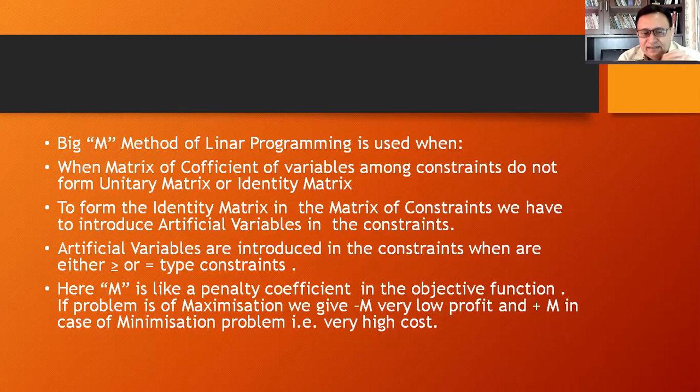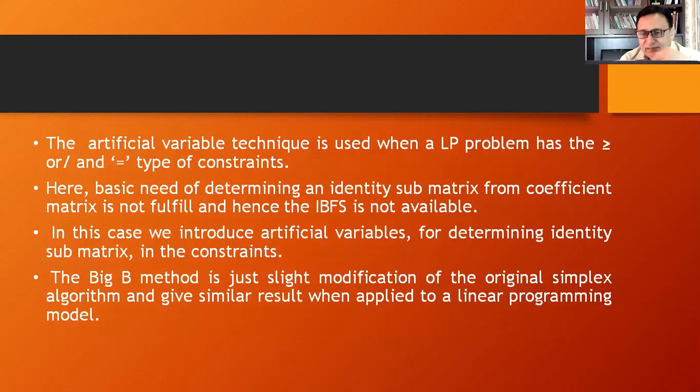So basically here M is like a penalty coefficient in the objective function. The artificial variable technique, as I have already told you, is used when the linear programming has greater than or equal to type of constraints. If all the constraints are less than equal to type, then there is no need to introduce any kind of artificial variable. So there we don't need the Big M method and the two-phase simplex method. In that case, we can use only the general simplex method and get the optimal solution.